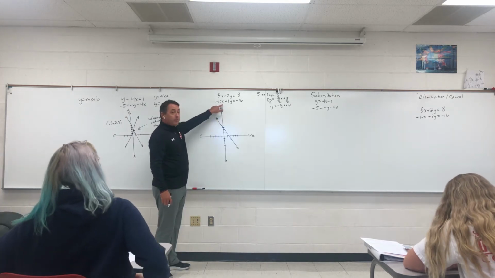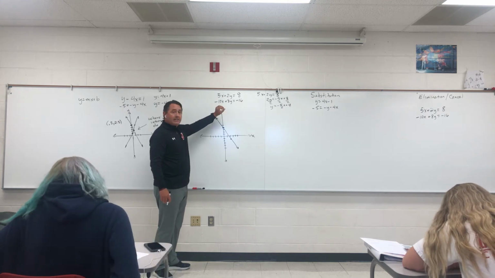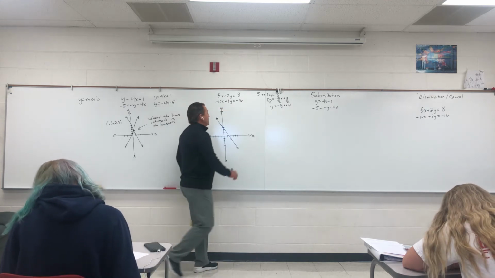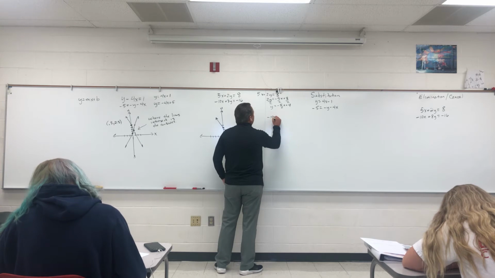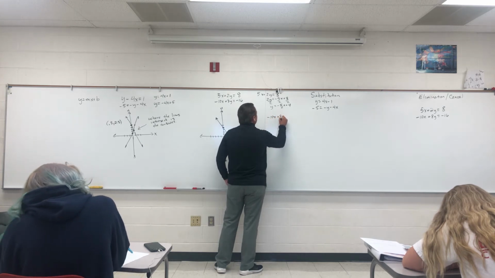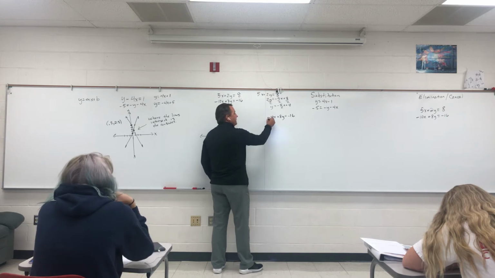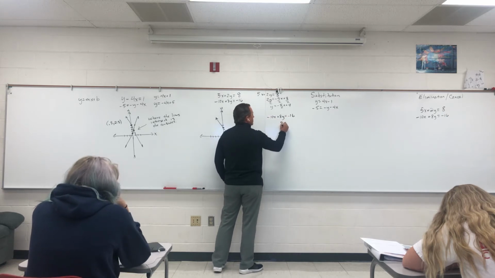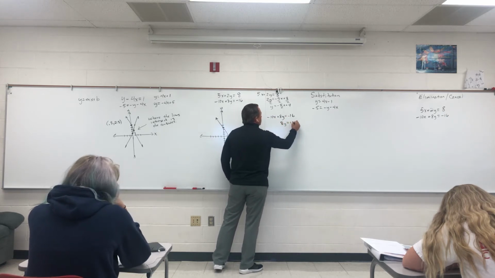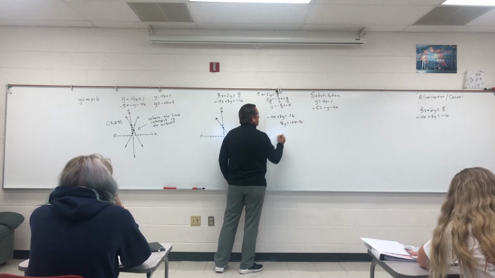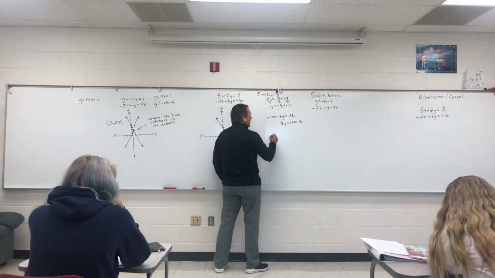Then I'll take my other one, negative 10x plus 8y equals negative 16. Put it in slope-intercept form. I'm going to move the negative 10x over. And then I'm going to divide by 8.